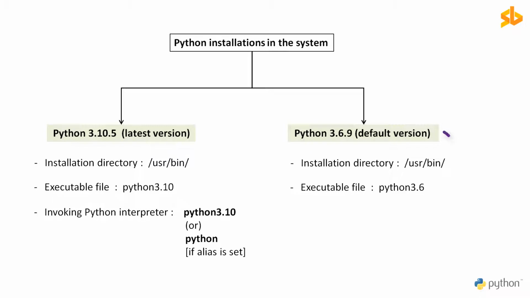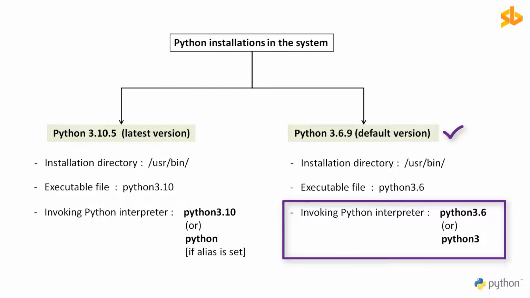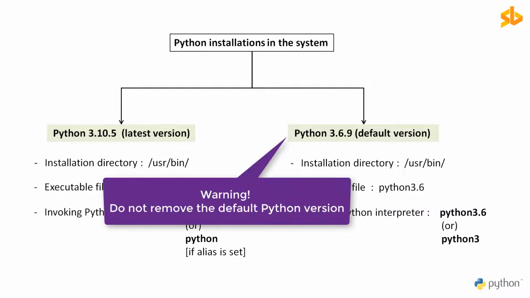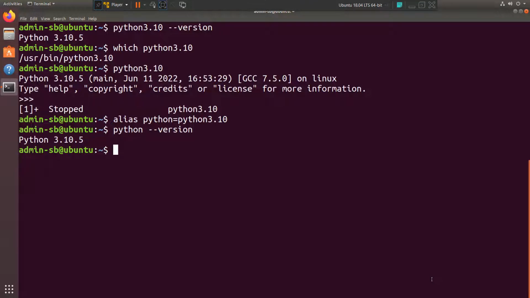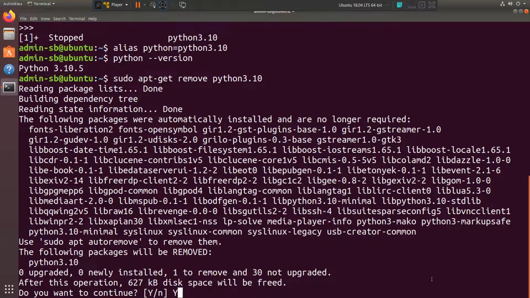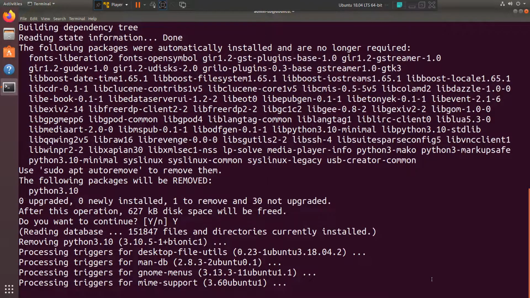And if we want to invoke the default version of Python, we can just type in Python 3.6 or just Python 3. We can also remove the Python software using apt package manager. We will go ahead and remove it so that we can reinstall it using the second method. But if you are not interested in learning about the second method, you may stop here and proceed with the next video. To remove Python, type in sudo space apt-get space remove Python 3.10. Enter Y to continue. And that should remove the Python from our system.